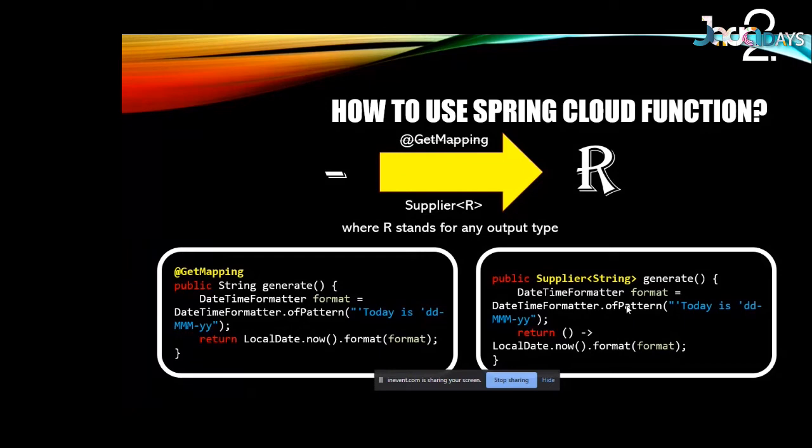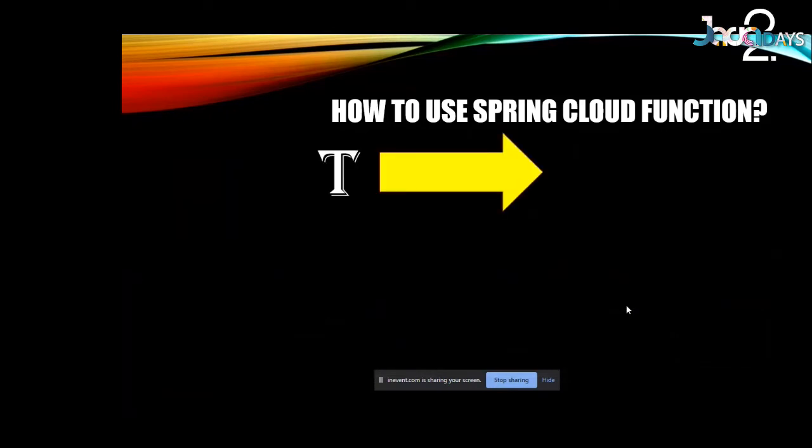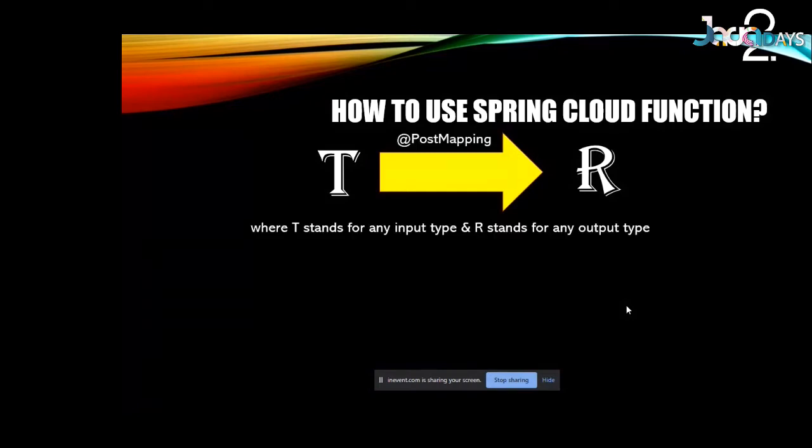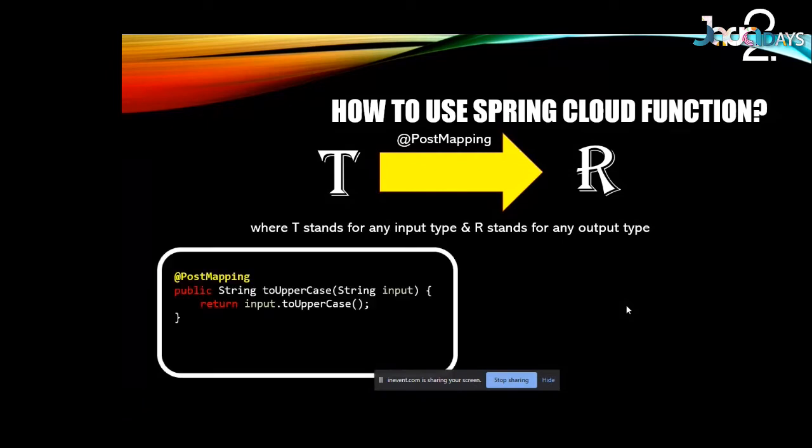Then let's see another case. Let's say there was some input and some output. Someone wants to save a customer in the database, so they give a customer body to the user, and in return they want some string message, a success message or maybe a failure message. For this, generally we use post mapping, as you all know. Let's say here I'm taking a string input from the user, and I will be converting it to uppercase and returning it with the help of post mapping.